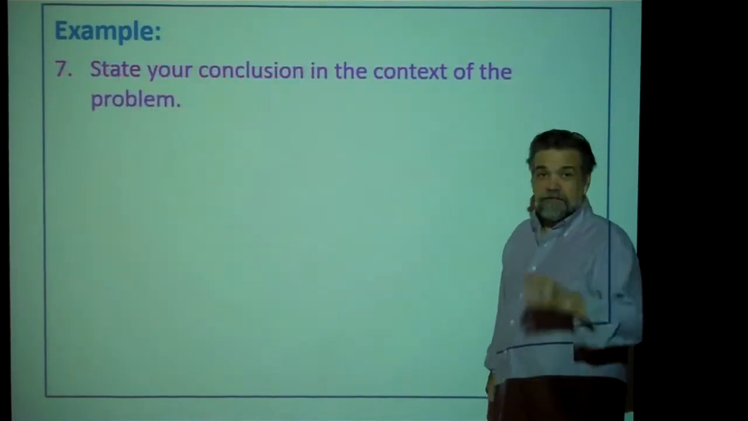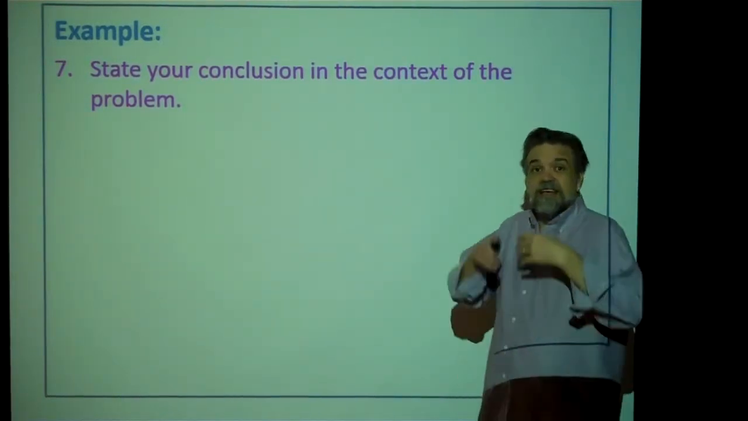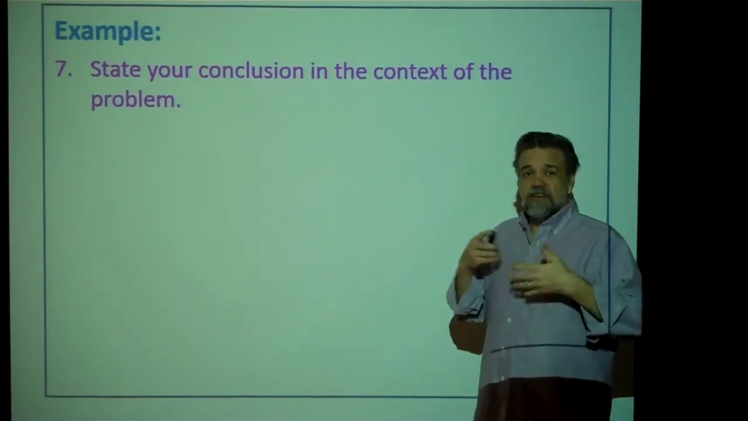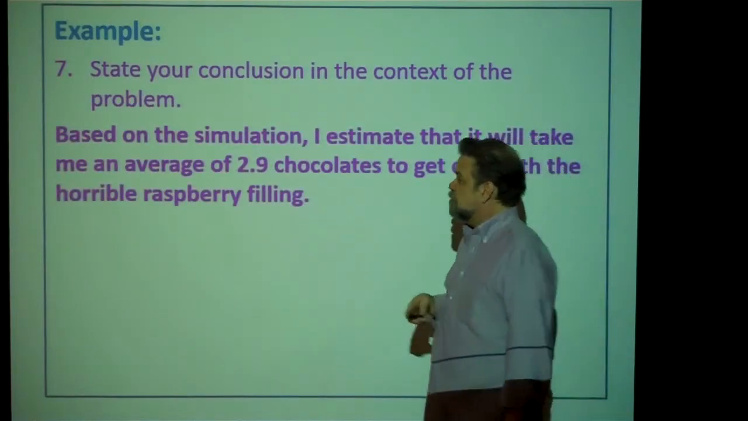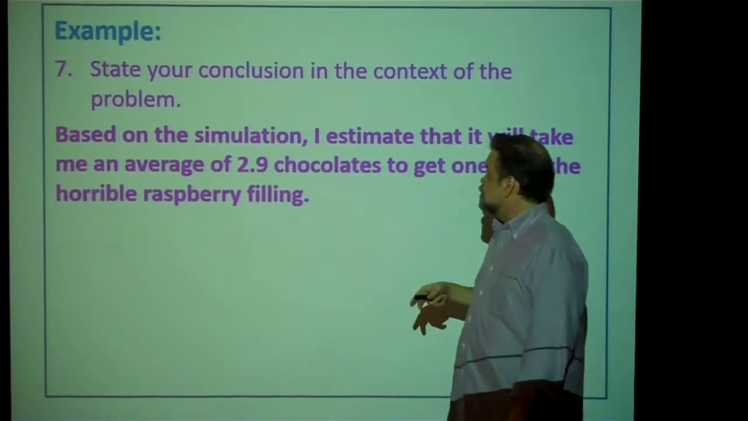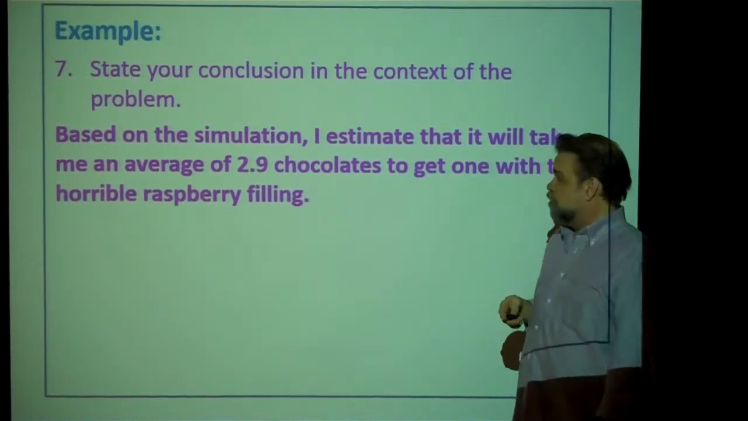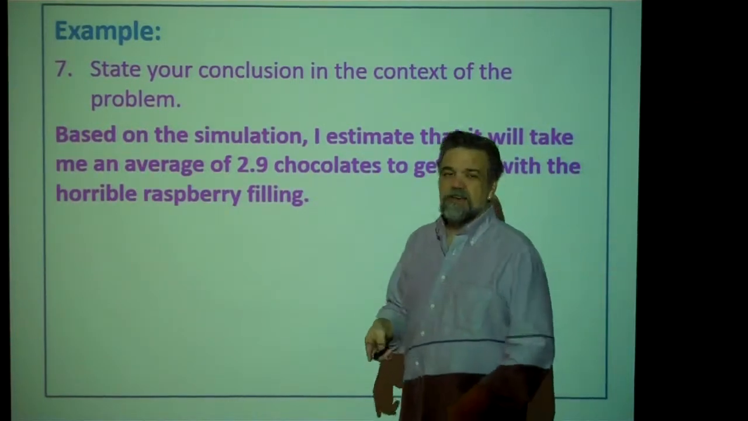Well, the very last step in this is a very important step, and that is state the conclusion. State the conclusion in non-jargon language. State it in English. And what that says is, based on the simulation, I estimate that it will take me an average of 2.9 chocolates to get one with the horrible raspberry filling. There you go.